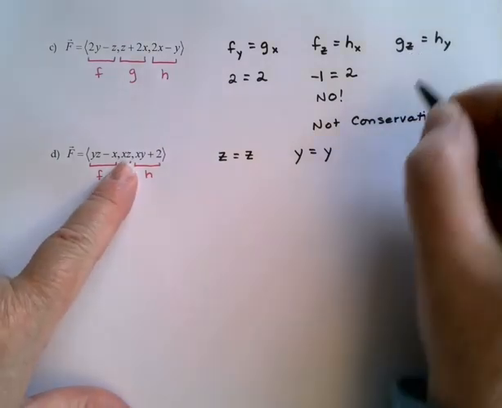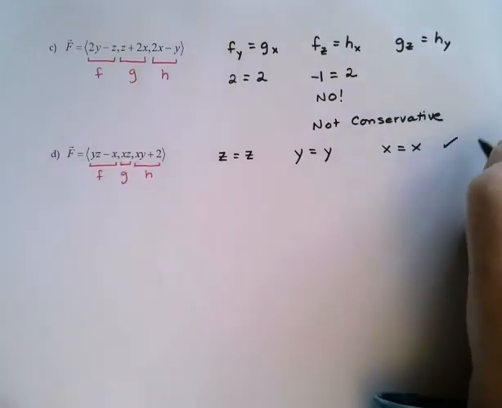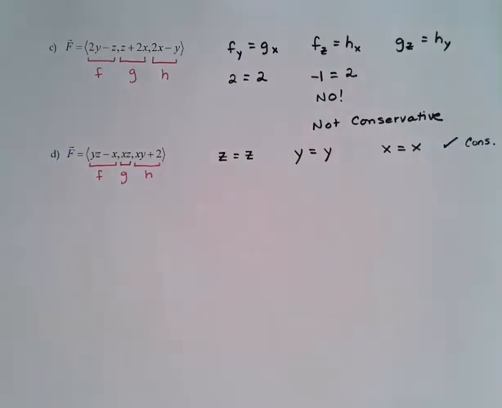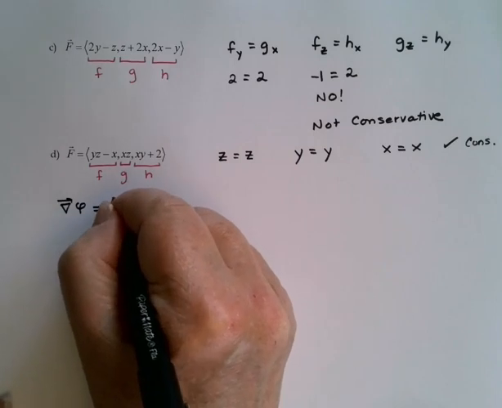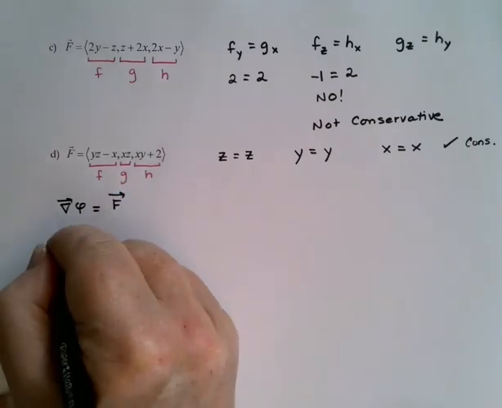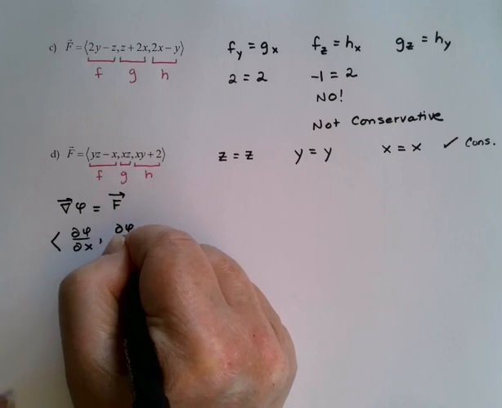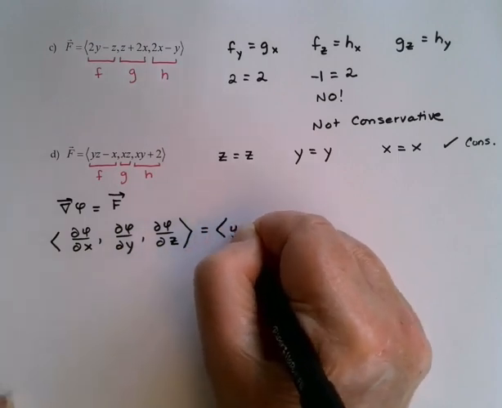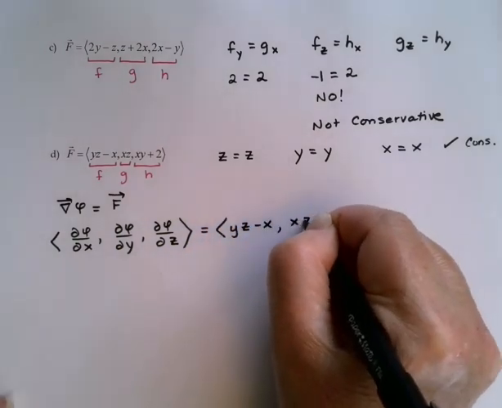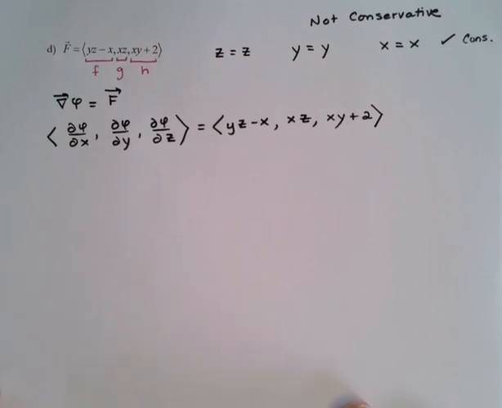G with respect to z is going to be x. And h with respect to y is also going to be x. This is conservative. Since it's conservative, I can find a potential function. And the condition on my potential function is the gradient of phi must equal f. Since this is three-dimensional, my gradient's going to have 3 terms, like so.